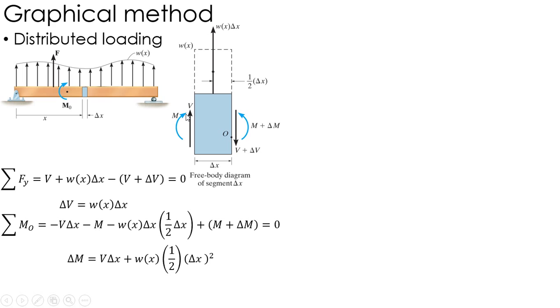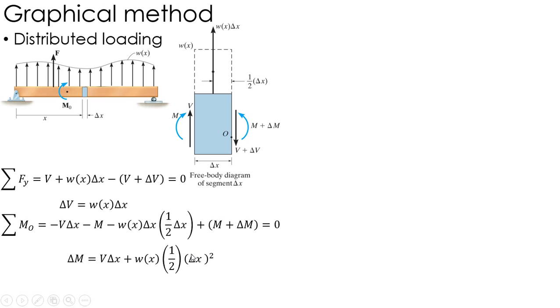Do the same thing with the moments. Again, I've got a negative moment M on one side, and a positive moment M plus delta M on the other. I'm summing the moments about point O here, so I have V times delta x, that's a negative moment, and then I've got the one-half delta x times w(x) delta x right there. My M's cancel here, and I can solve for delta M as all of this.